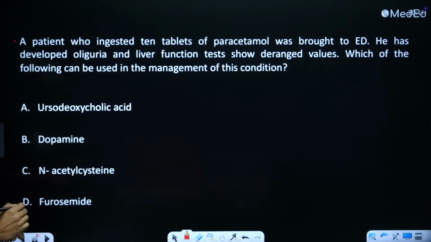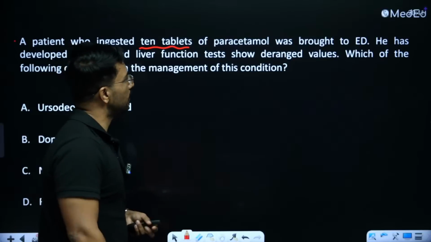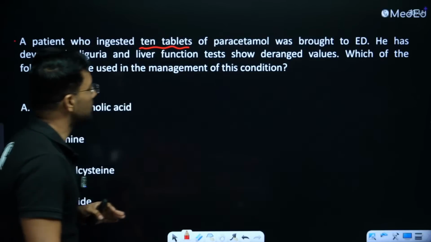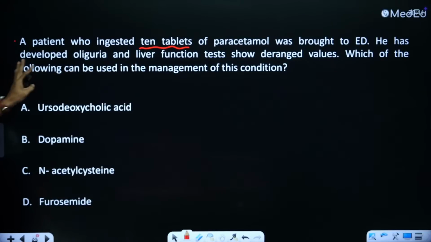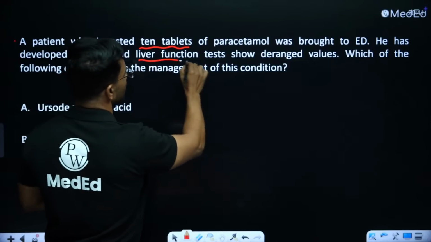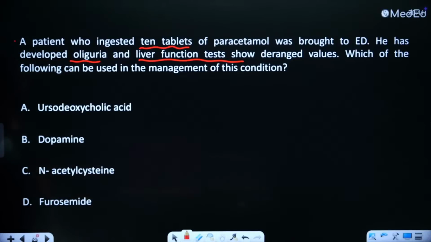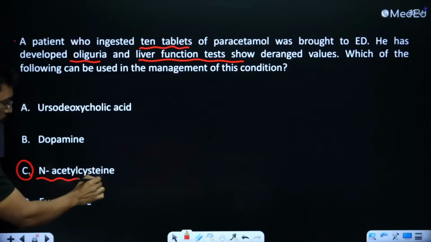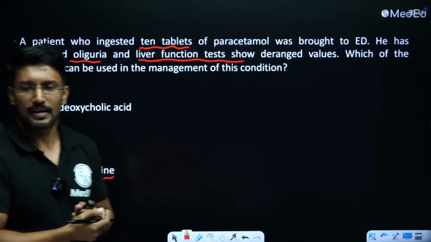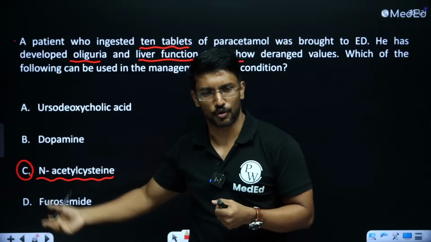A patient ingested 10 tablets of paracetamol, how much each tablet weighed not mentioned, and was brought to the emergency department. He has developed oliguria and liver function tests show deranged values. Which of the following can be used in the management of this condition? I think all of you are familiar that the drug of choice or the antidote for paracetamol poisoning is N-acetylcysteine. That's not what I want to address here. I am sure you all know.